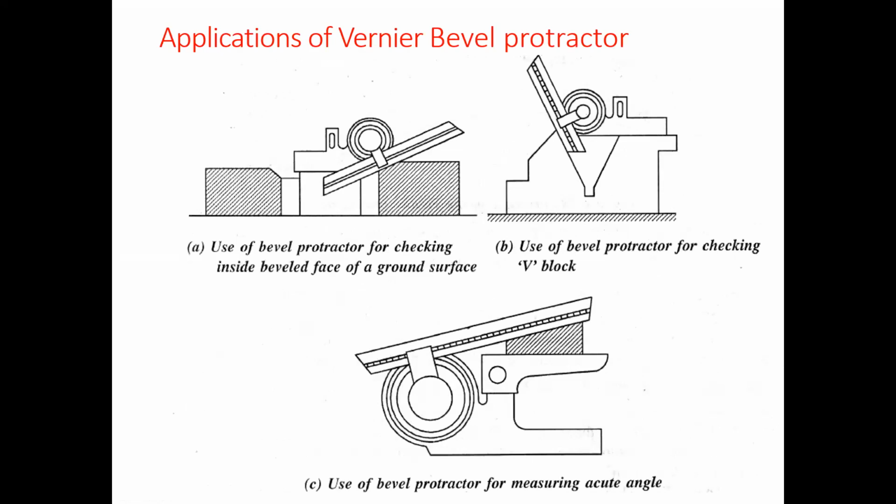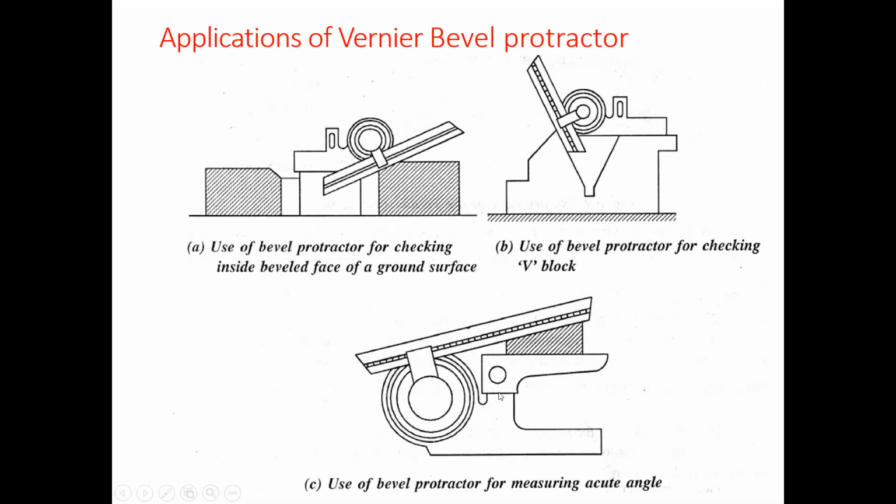Application of vernier bevel protractor. You can use this vernier bevel protractor for different purposes. If you observe in the first picture, it is used for checking the inside beveled face of a ground surface. This is used for checking the inside beveled surface of a ground surface. Here, in the second diagram, the bevel protractor is used for measuring the V block. It means the V angle is measured by using this bevel protractor. In order to measure the V block angle, you can use this vernier bevel protractor.